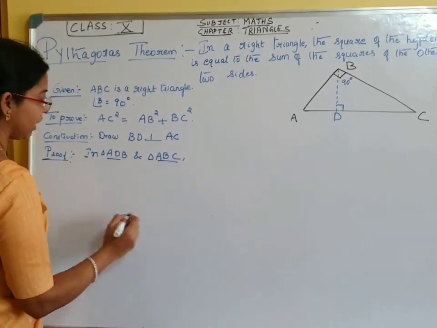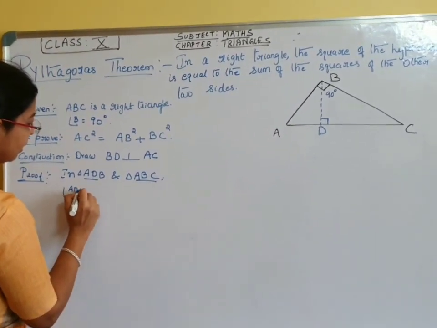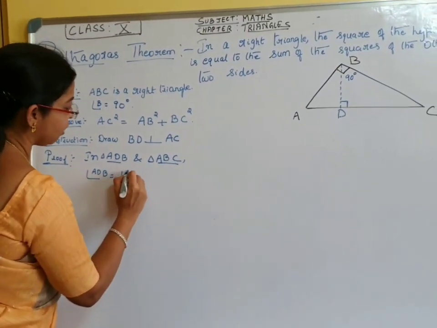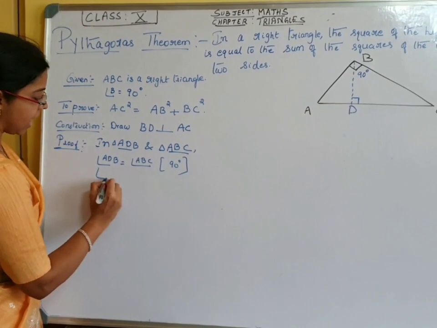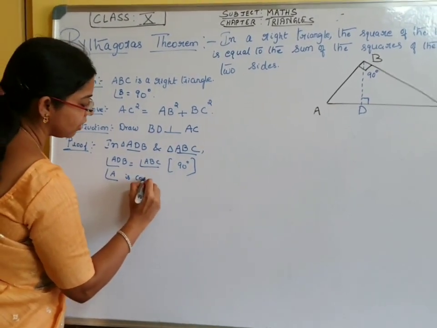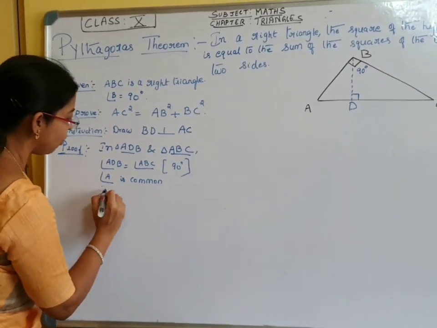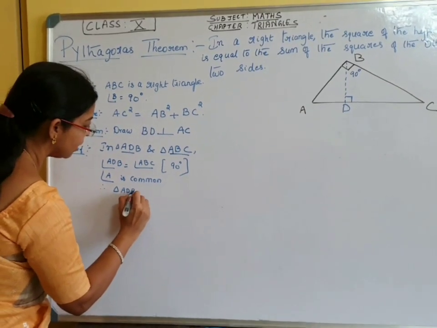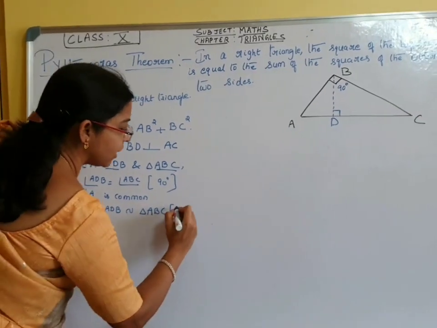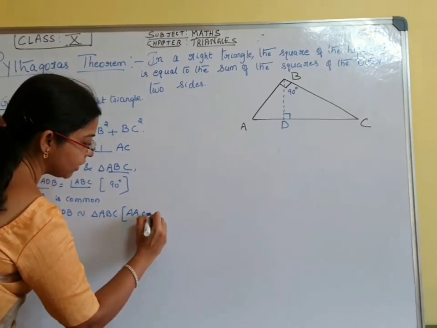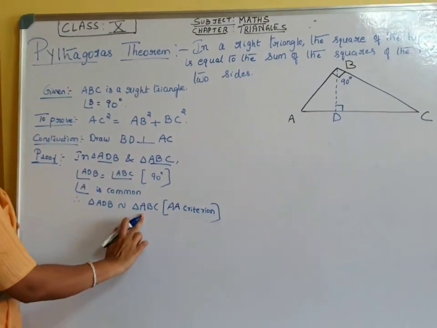In triangles ADB and ABC, angle ADB is equal to angle ABC, which is 90 degrees. Angle A is common for both the triangles. Therefore, triangle ADB is similar to triangle ABC, by using which criterion? AA criterion. We can conclude that triangle ADB is similar to triangle ABC.